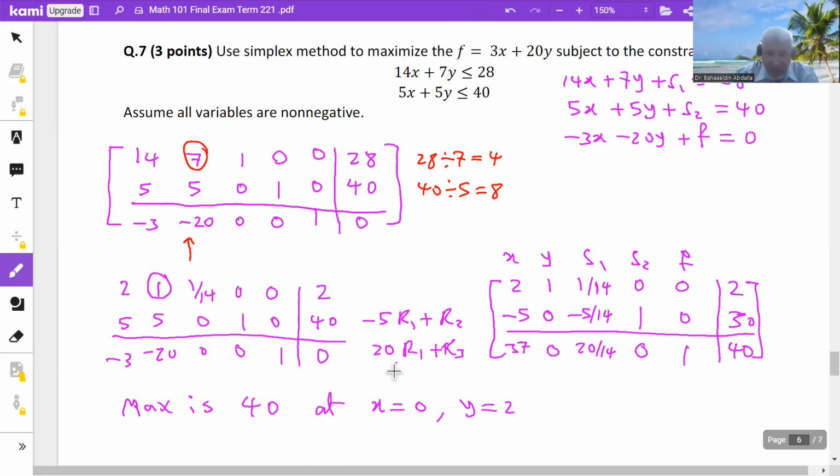Is this answer correct? Let us check. What is F? F is 3X plus 20Y. If I put X 0 and Y 2, I'll get 0 plus 40, so F will be 40, so our answer is correct. Also here in the beginning, X is 0, Y is 0, S1 is 28, S2 is 40. If we put X 0, Y 0 in the original equation, we will get F 0, and that's why F is 0 here. That's the answer.